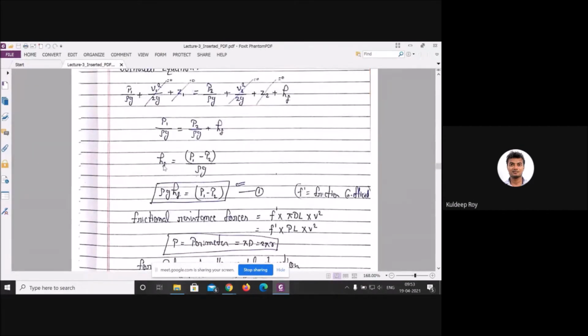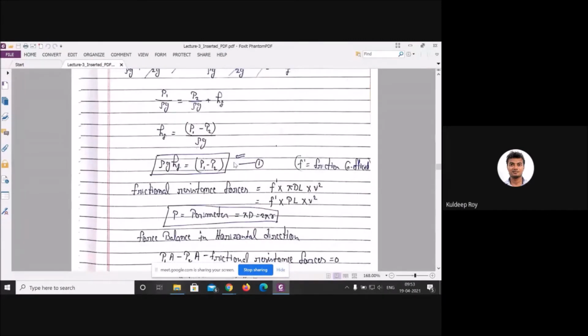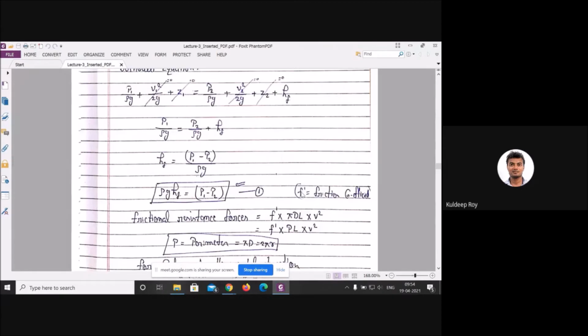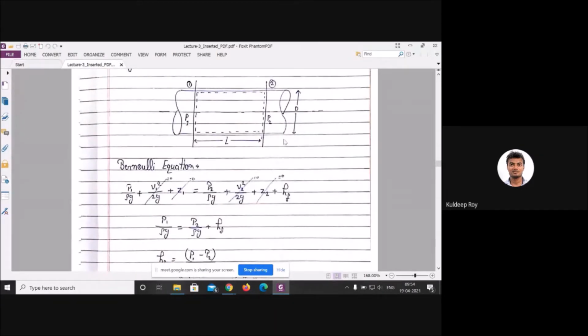Rho g will go to this side, then rho g hf equals P1 minus P2. This is called the frictional coefficient. Okay, not frictional coefficient, sorry. This is what you have defined. Now you have to define the frictional resistance force, which is the fundamental formula: frictional coefficient multiplied by wetted area multiplied by velocity square. This particular point is the wetted area. What does wetted area mean? This one is your length, this one is your diameter.